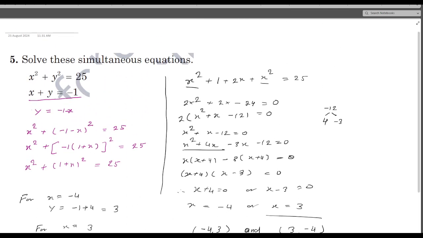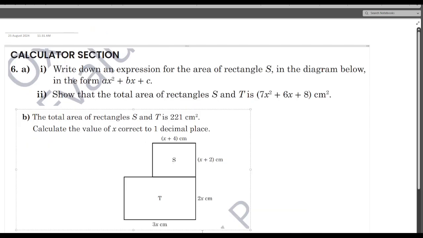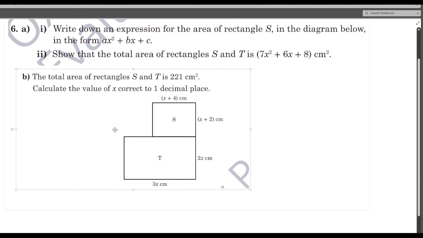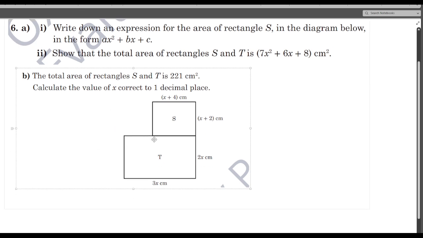Okay, now this is your question number 5. Question number 6. Now here we can use calculator. So the first question here is, write down an expression of the area of rectangle in the diagram below in the form of ax square plus bx plus c. Now for area, this x plus 4, area of S is x plus 4 multiplied by x plus 2, and the area of T we have 3x multiplied by 2x.